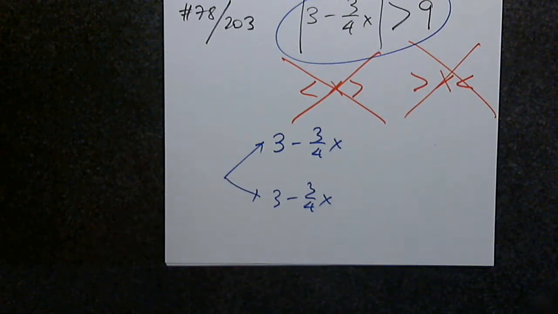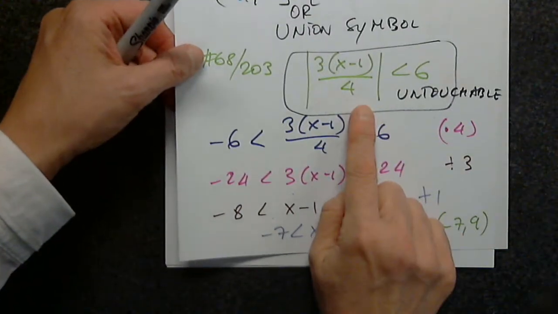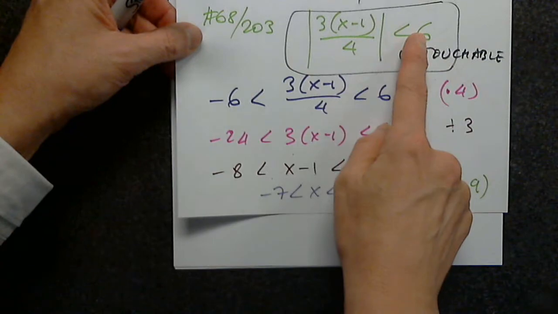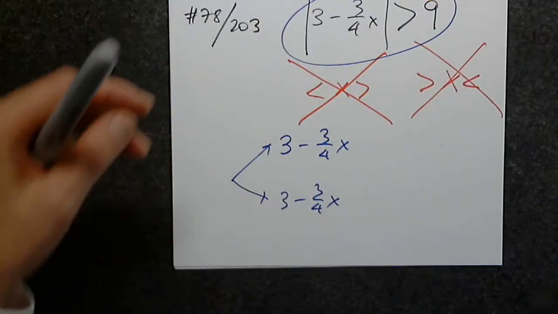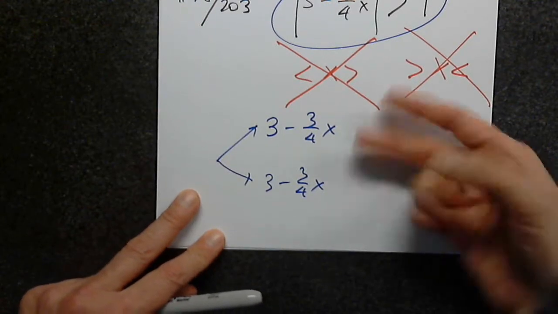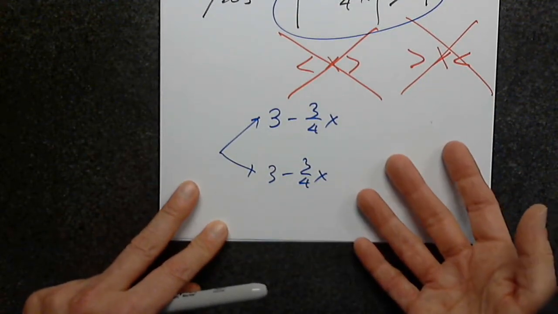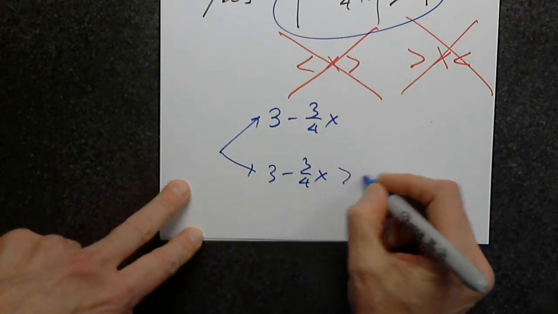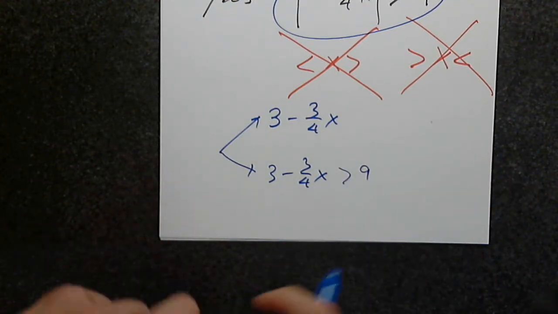So I converted an inequality with absolute value into a compound inequality because I cannot solve this. I have this inequality that has to be changed into two inequalities, but I haven't finished inequalities yet. What do I write? What do you think? Greater than 9. Very good, and less than 9.